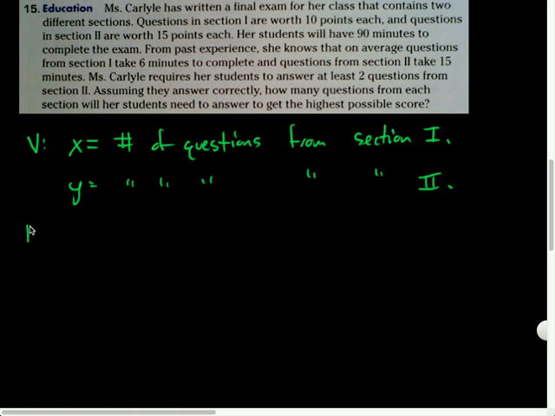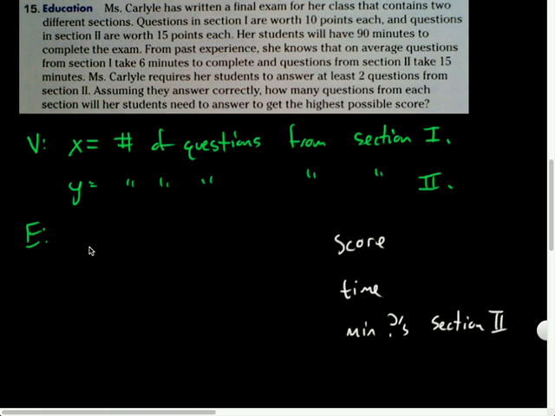Right? So for our equations, let's see. What types of information do we have? We know the points of each, so that's going to be our score equation, the thing we're maximizing. I know the time, so I've got some time limitations. I also know her requirement for the minimum number of questions from section 2. Min questions, section 2, right? Are those kind of all 3? I think those cover all of it.